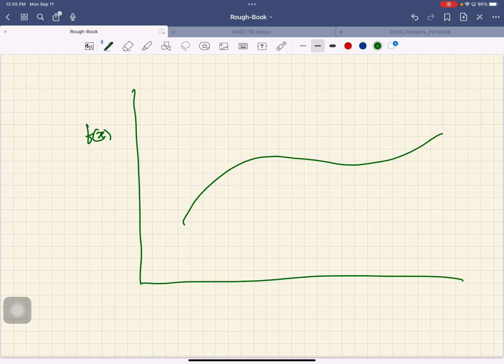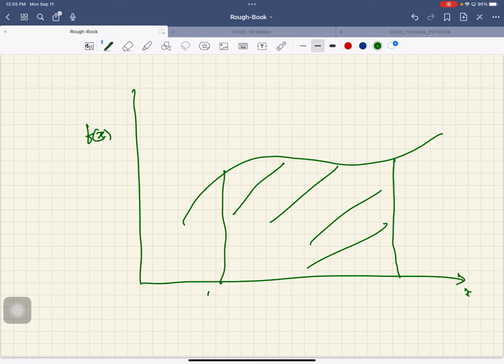Okay, so here's a function. What we want to know is what is the area under this curve from x1 to x2. And this area is given by this guy, the integral. So we are interested in that.